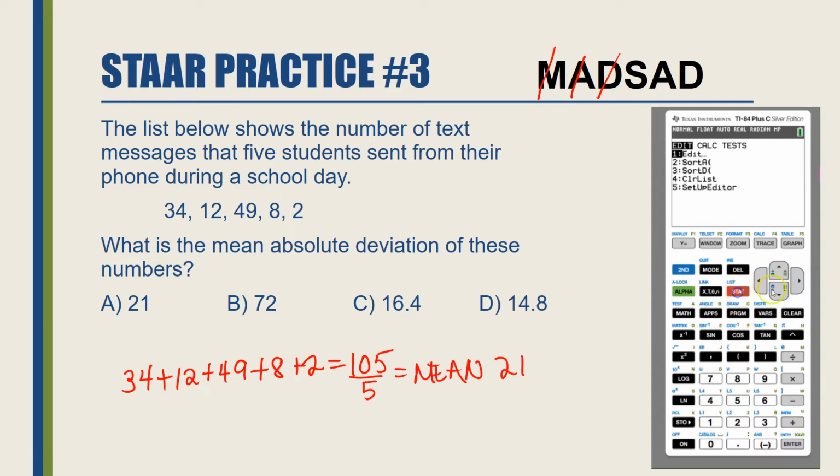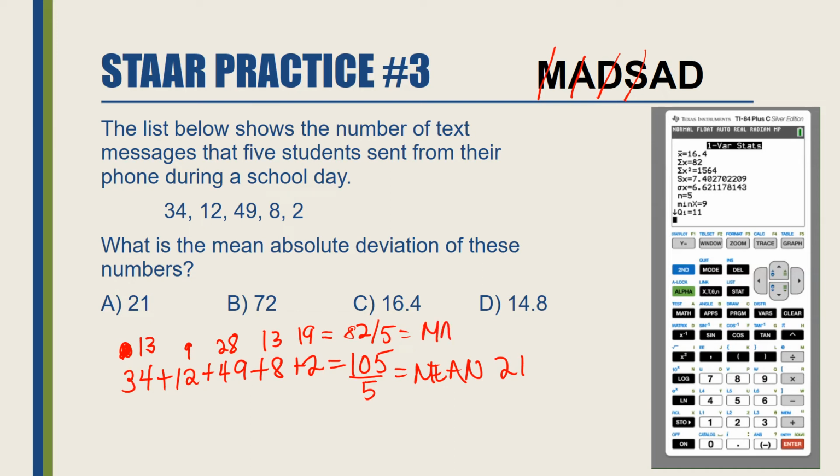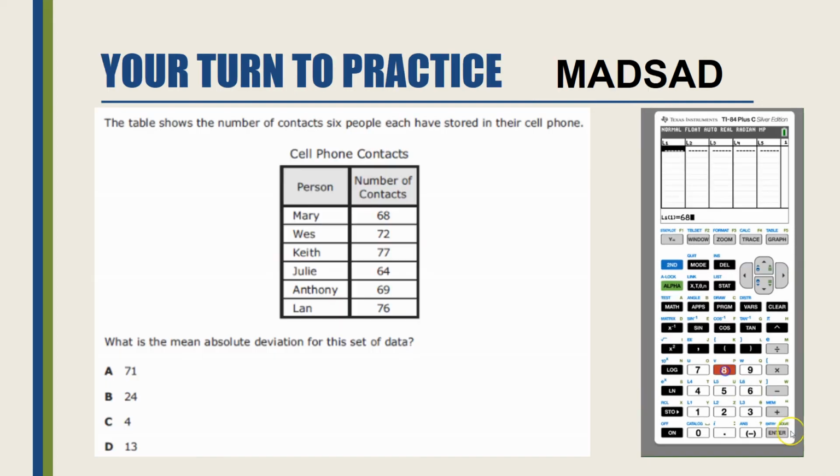Remember, you have to subtract 21 from each of the numbers in the data set. Remember, it is distance, so each of these numbers should be positive. So subtract 21. Sorry, 13. This should be 9. It should be 28. It should be 13. It should be 19. After we subtract each of the numbers from 21, we're going to add them together, which is going to give me 82. 82 divided by 5 numbers. My MAD is going to be 16.4, which is C. Let's go to your turn to practice.